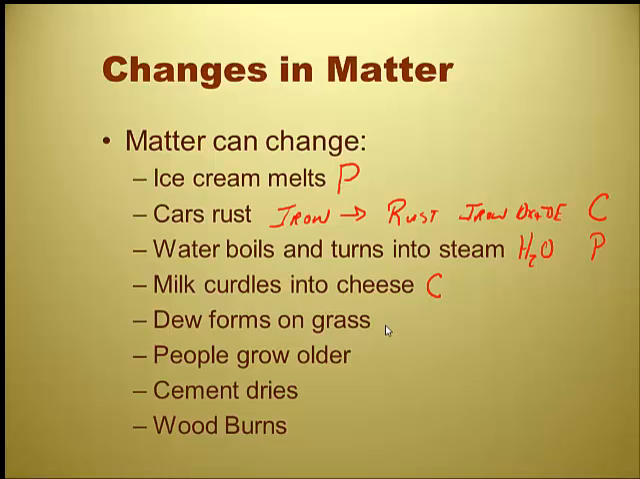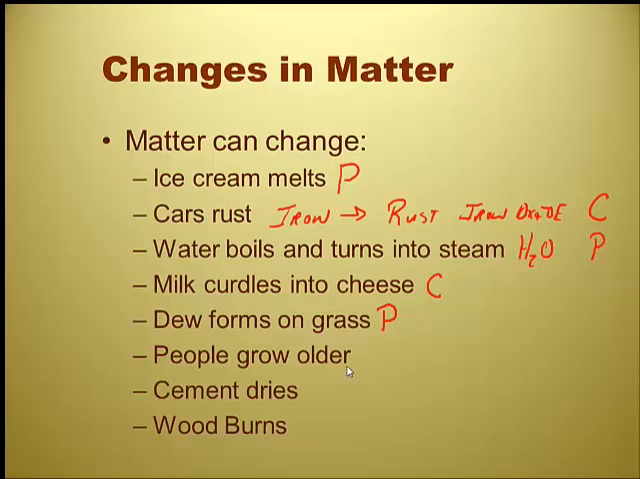Dew forming on the grass. Isn't it just wet grass? Yeah, it's still just wet grass. Where did the wet come from? I would imagine it's from the moisture in the air, like overnight or something like that. Settles down. When it gets cold, the moisture in the air actually condenses. Oh, condenses, goes from gas to liquid. Oh my goodness, that's chemistry. That's a phase change. That's physical. All right, physical change.